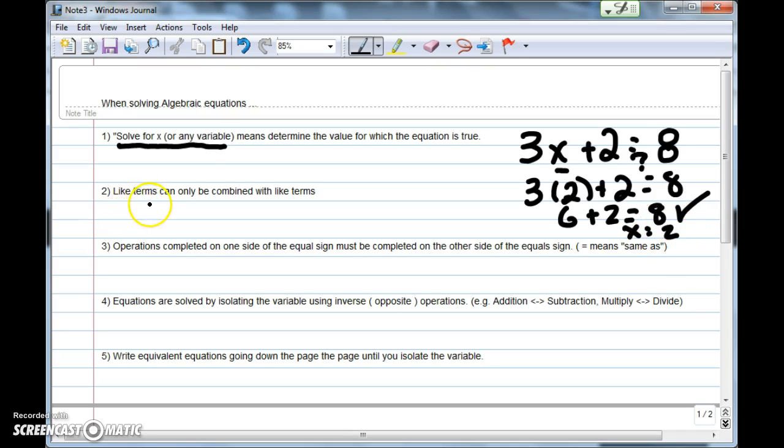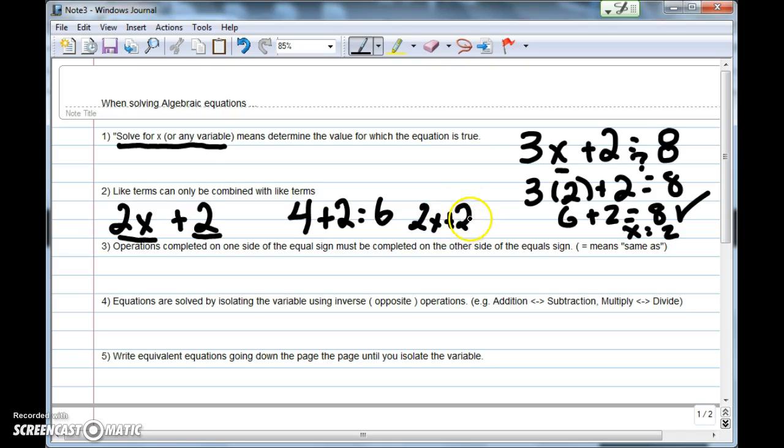The second thing to keep in mind is like terms can only be combined with like terms. Now, most of you will remember 2x is a term. We can add a constant to that, so 2x + 2. In this case, the 2x is a term and the 2 is a term. One is a numerical coefficient and a variable, and the 2 is a constant. We can only combine like with like. In other words, we can take 4 + 2 and combine those to say they're equal to 6. We can take 2x + 2x and combine them and say they equal 4x, but we can't say 2x + 2 is equal to 4x. We can't put those two together.